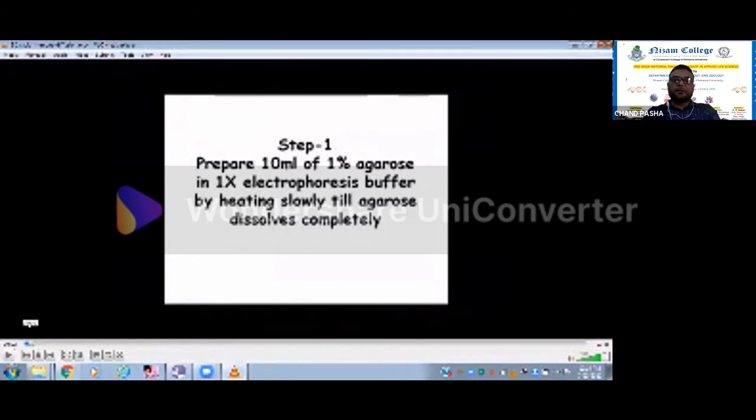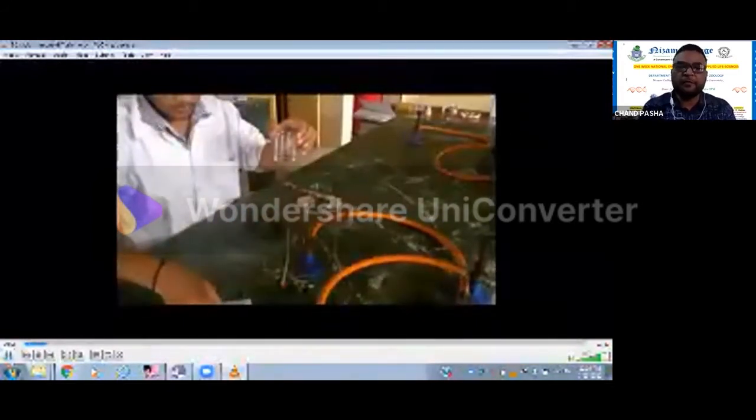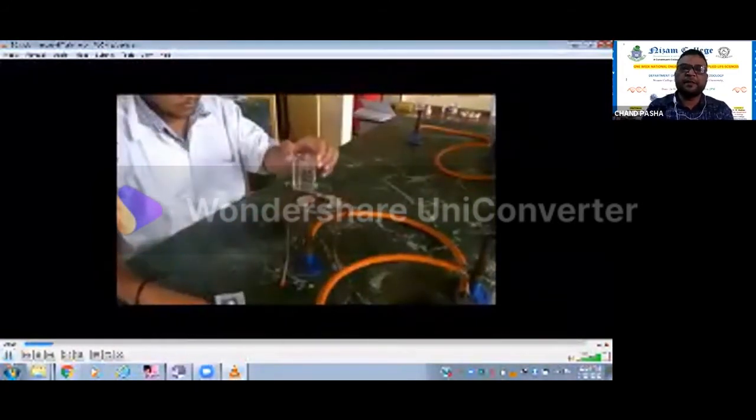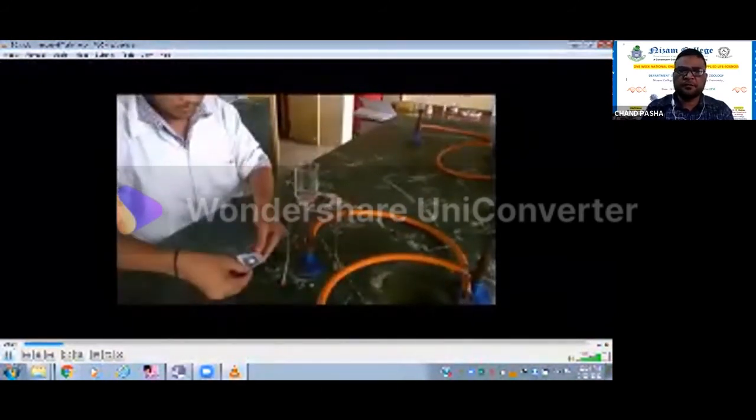That is a TAE buffer, the normal TAE buffer we'll be using, not sodium hydroxide and Tris-EDTA like what we used in the earlier case. Here the normal buffer we'll be using. Now there's the 10 ml TAE buffer, and to that 10 ml TAE buffer we'll be adding 100 mg of agarose.